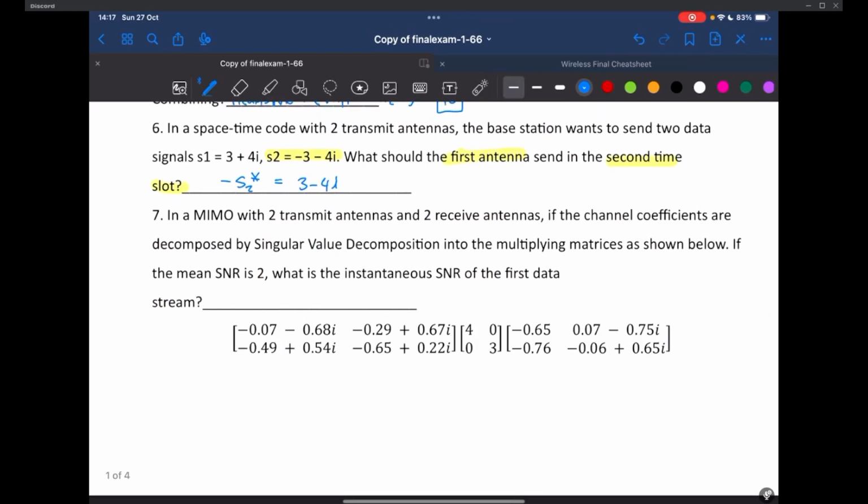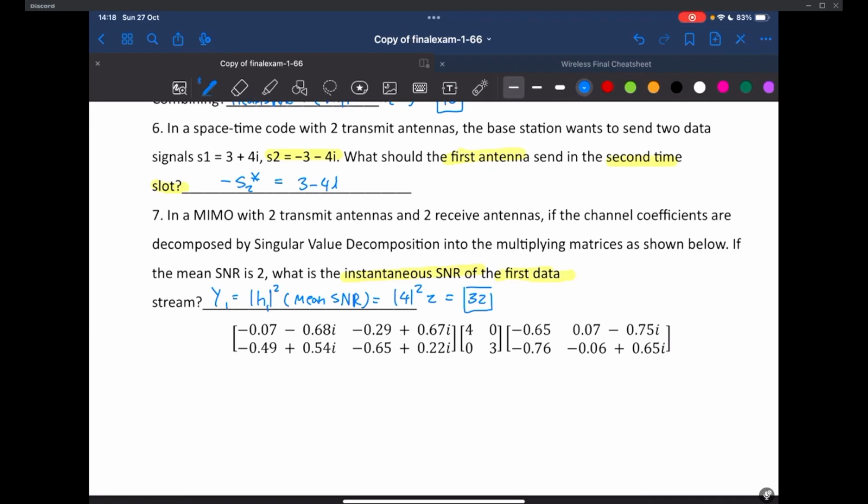Okay. Next one is finding the MIMO instantaneous SNR of the first data stream. So first data is this one. We could write it as H1, right? And find the instantaneous SNR. To find the instantaneous SNR, you have to know that it is equal to the absolute value of H squared times the mean SNR. Sorry, this is 4 squared times the mean SNR, which is given here as 2. Multiply that, we get 32. That's the answer for that one.